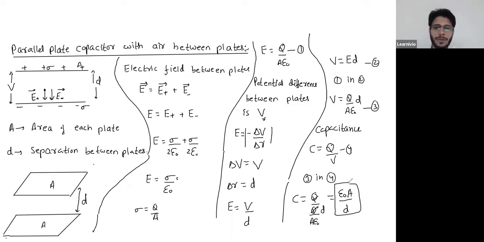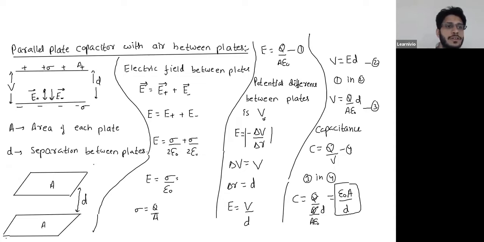See, this again depends only on geometry. A and D are geometry. Epsilon naught is the absolute permittivity. Is it clear? Any doubt in this calculation? Sir, I missed the part where you said why the electric fields of positive and negative are in the same direction.